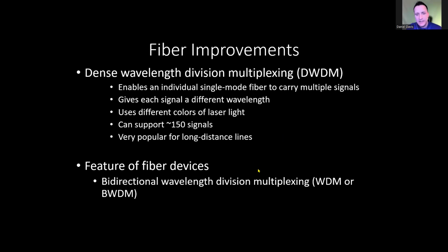Another advantage of this is something called bidirectional wavelength division multiplexing, WDM or BWDM. All this is saying is that if we can send multiple signals by dividing the wavelength in one direction, we could probably use some of those to go the other way.